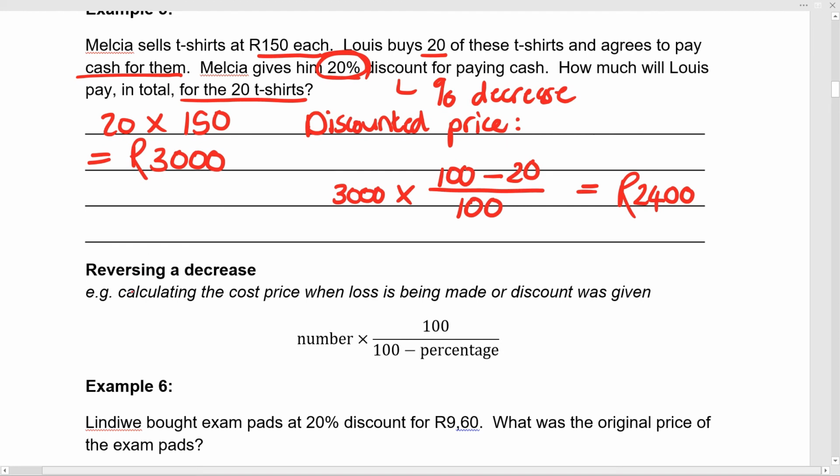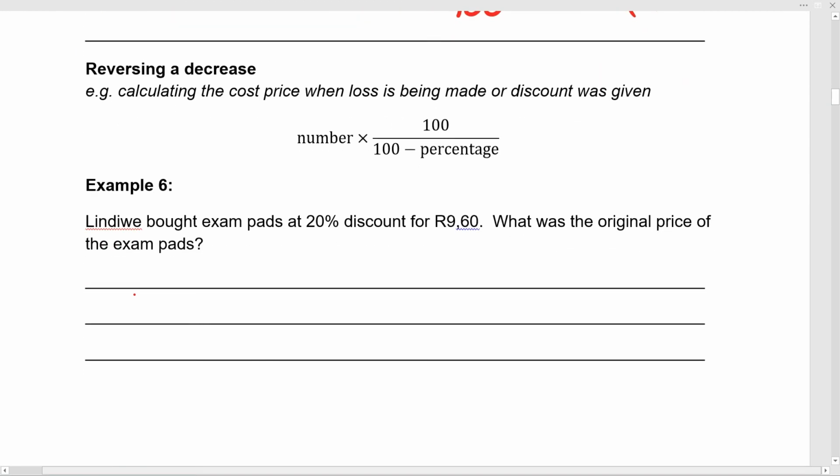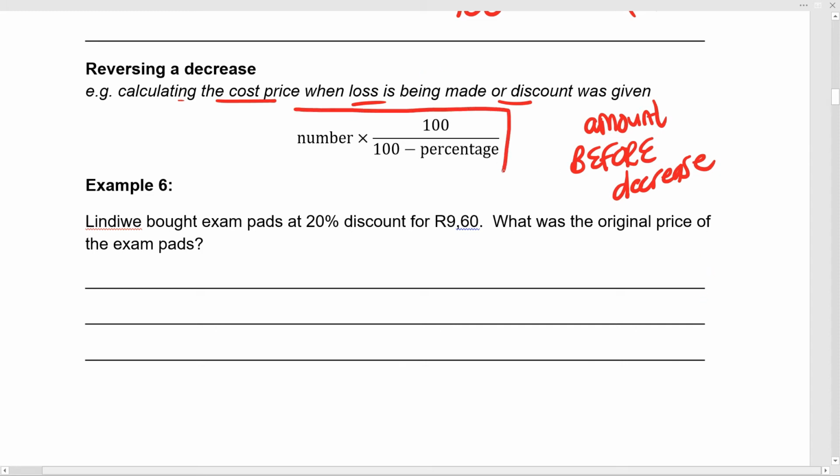So this would be that perhaps we had a discount and then we're going to add it back on again. Or when we calculate the cost price when a loss was being made or a discount was given. So we calculate the amount before the decrease. And it's the same as when we did the increase reversal. It's calculating the amount before that change happened. Okay, so once again, we have our formula, and what's happened? The numerator and denominator have swapped.